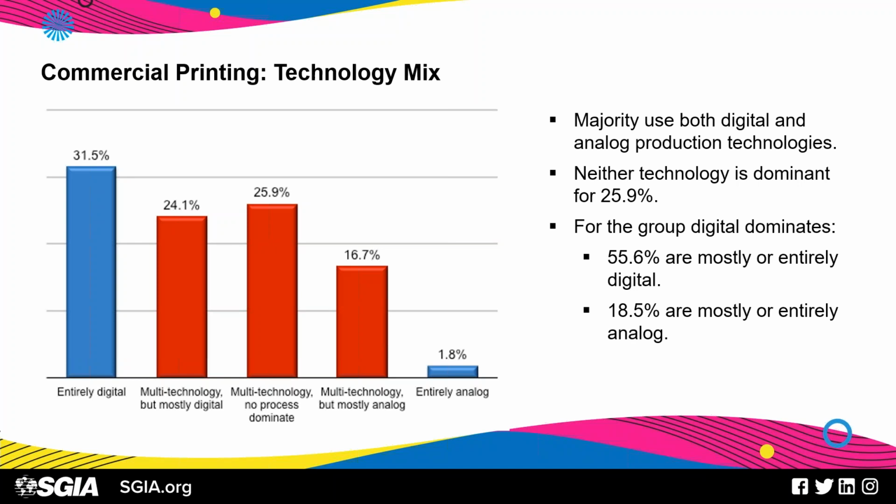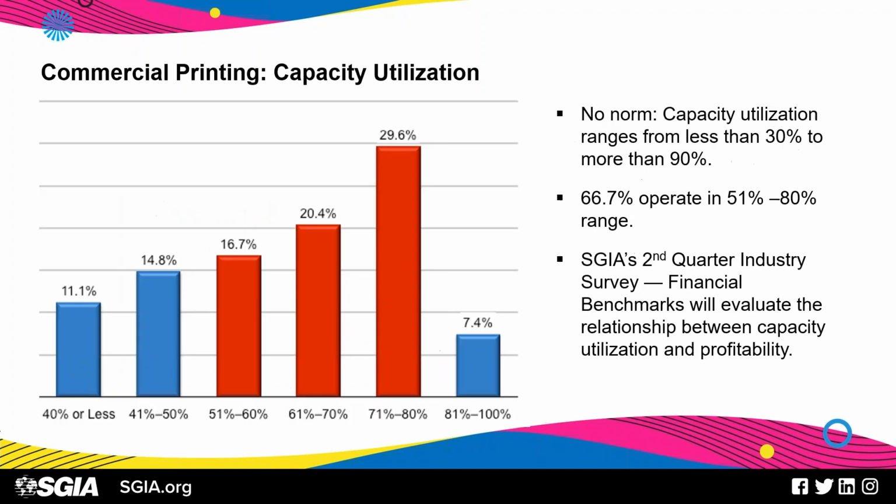And when we look at how much of their production capacity they're using on the next slide, we see that there really is no norm for capacity utilization. In our sample, capacity utilization rates ranged from less than 30% to over 90%. 2/3, however, do operate somewhere between 51% and 80% of capacity, with the highest percentage by far, 29.6%, in that 71 to 80% range.